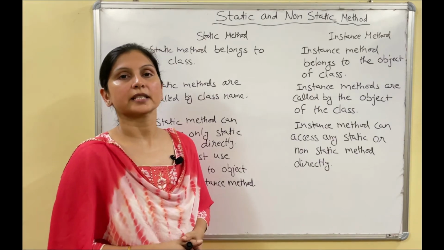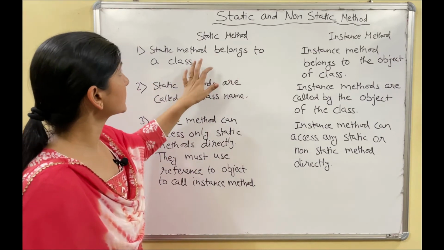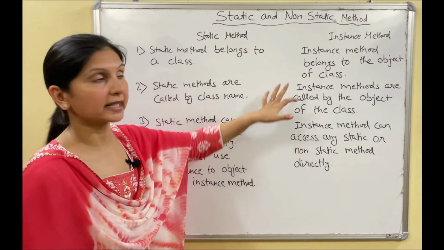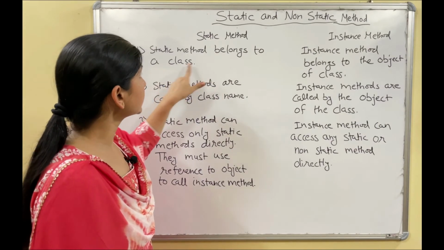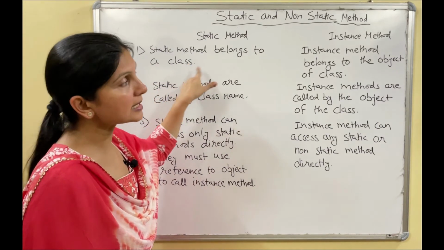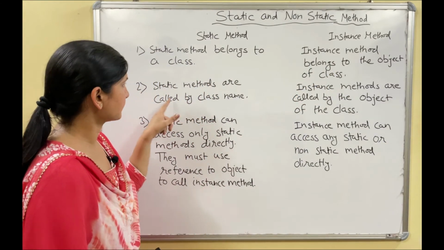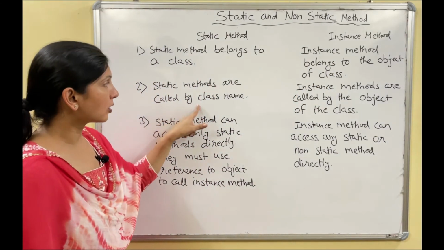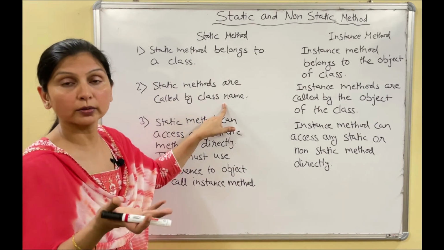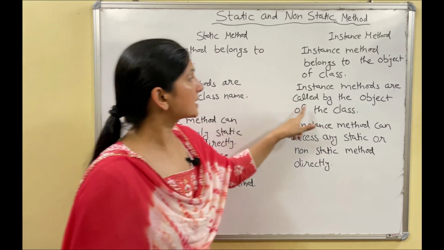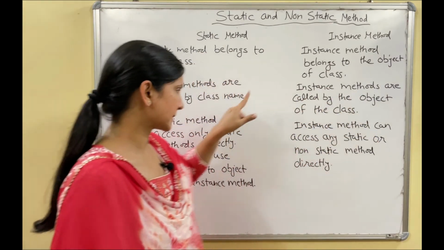Okay, let's quickly summarize whatever we have studied till now. So first point under static, this is the difference between static and instance method. So first point under static is static method belongs to a class. Instance method belongs to the object of class. Static methods are called by class name, and if one class is there, then no need to write even the class name. Instance methods are called by the object of the class.